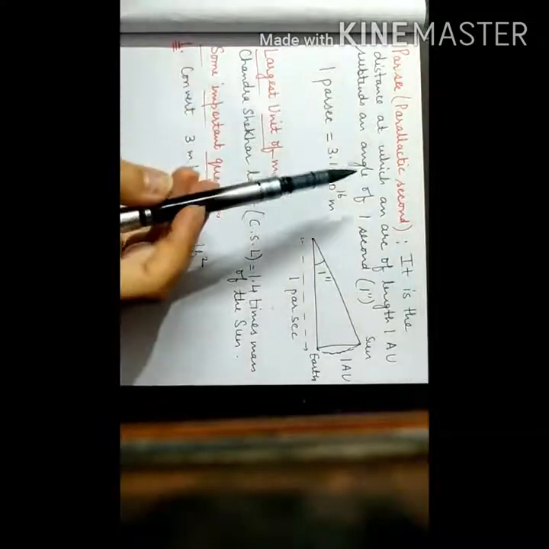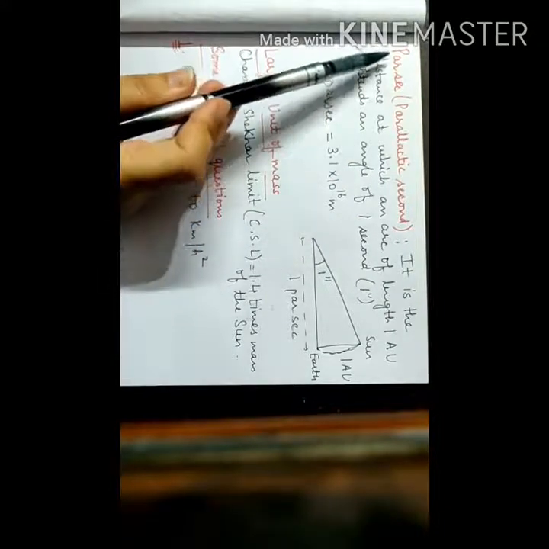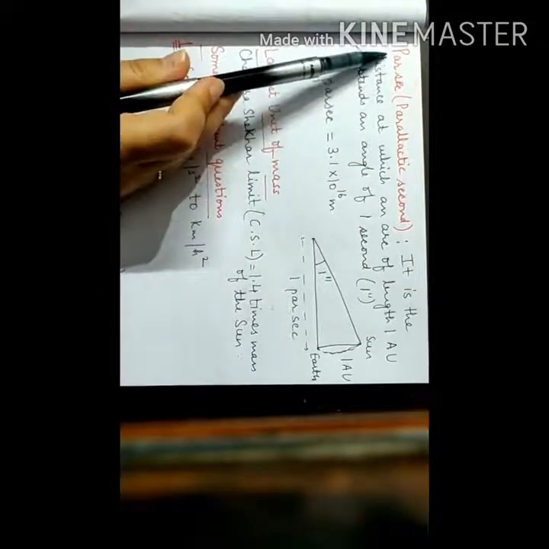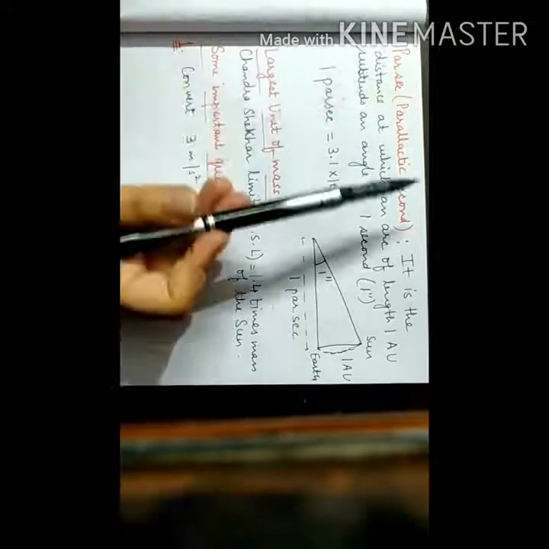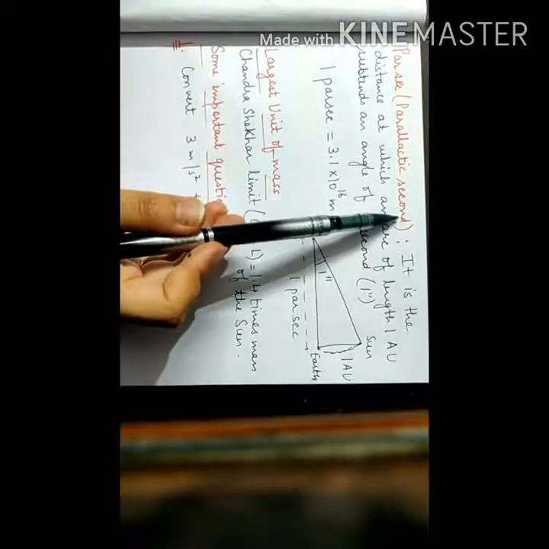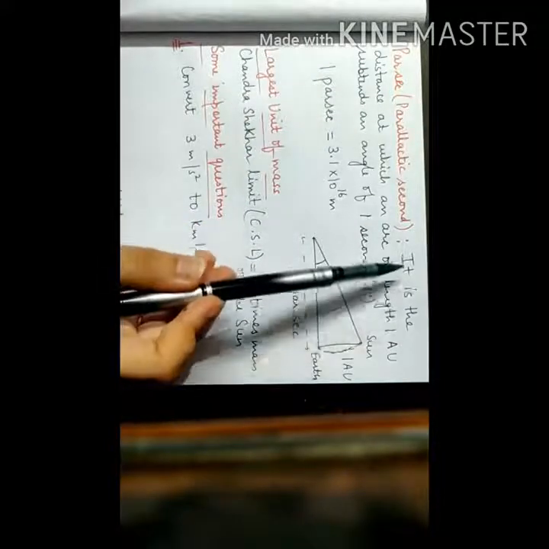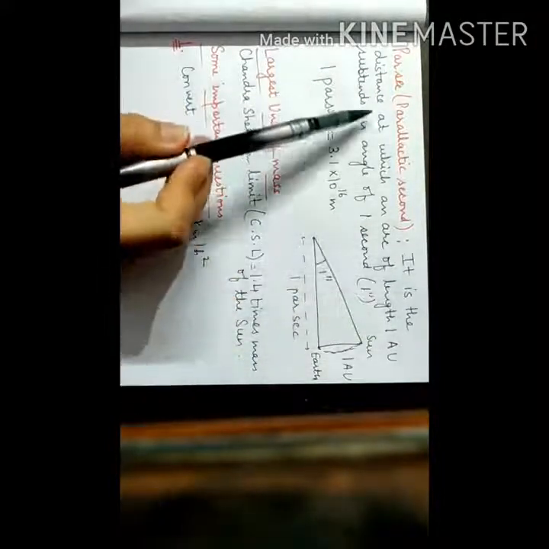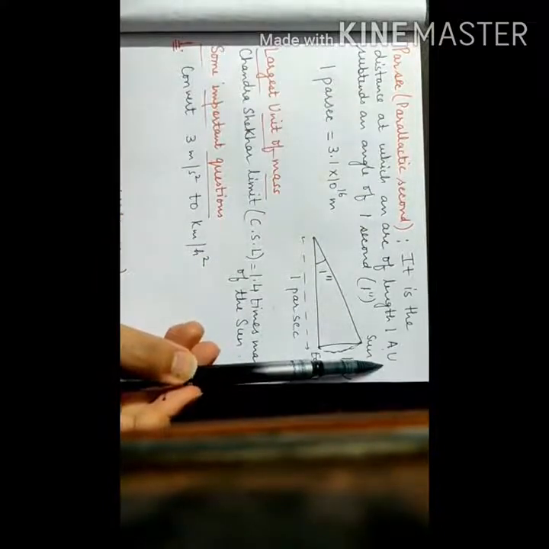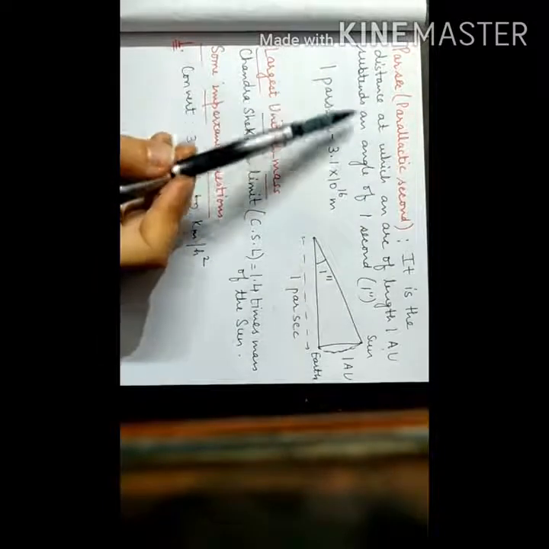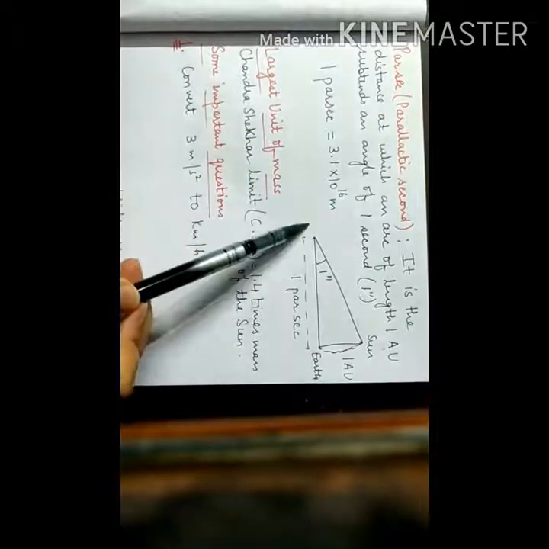Now coming to the next page, I have written one quantity which is called parsec, completely called parallactic second. Now 1 parallactic second is equal to how many meters? The formula is, it is the distance at which an arc of length 1 astronomical unit, we have studied earlier, subtends an angle of 1 second. We can learn it using this diagram.